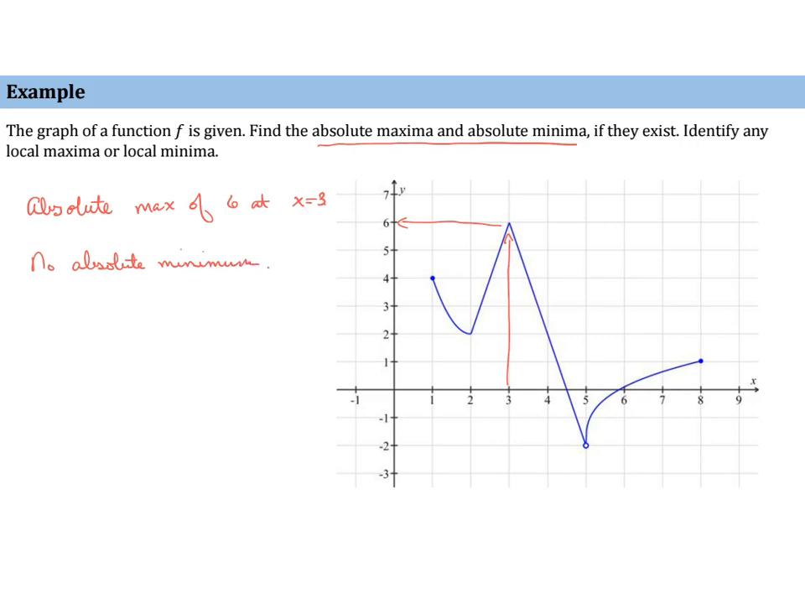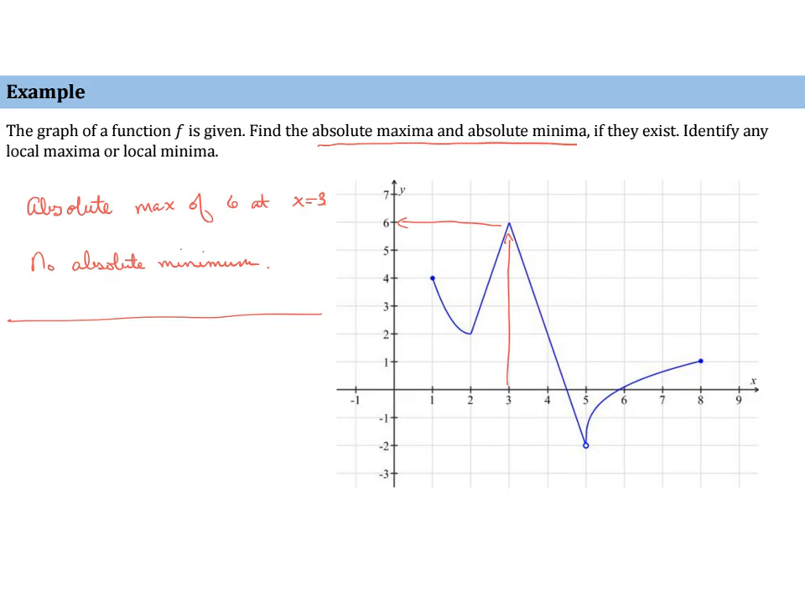Now, are there any local maxima and minima? So local maxima and minima must occur within the interior of our function. It cannot occur on the boundary values. So while this point might be higher than those surrounding it, there must be an interval around it on the left and the right. Likewise over here, we have to be able to look to the left and to the right and see that it's higher. So we can't look at the endpoints.